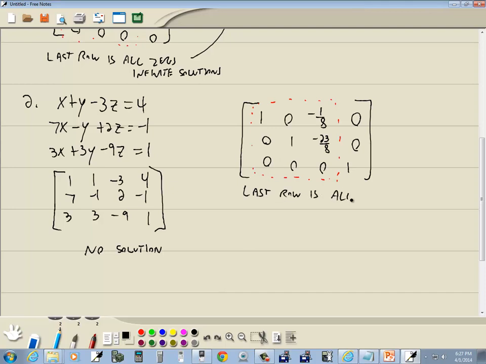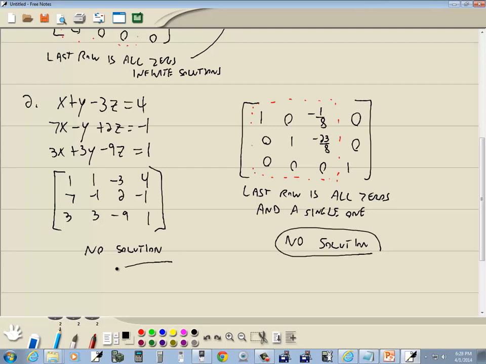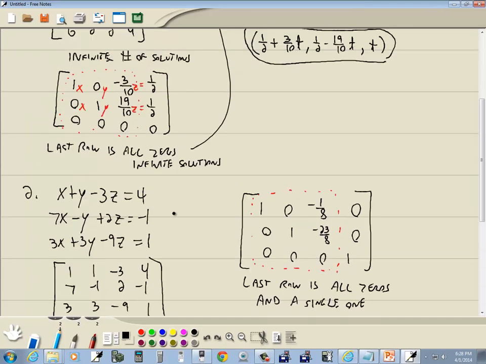So, last row is all zeros and a single 1. It'll always be a 1 there. I have no clue why. It's never a 2, never a 3. I think it's just the way the formula comes out, the algorithm. If your last row is all zeros and a single 1, then automatically your answer is no solution. So it doesn't matter whether you use linear solver or use a REF, you can identify that.